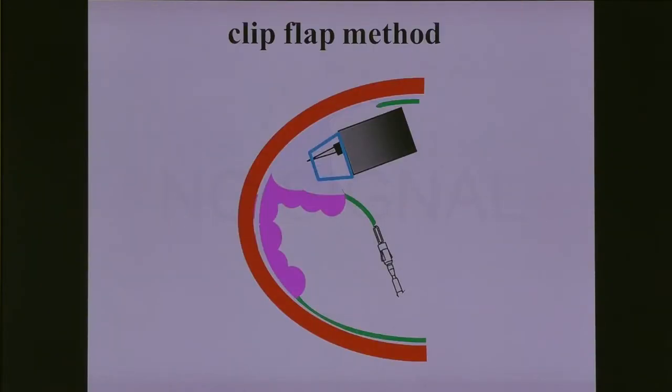The most simple way is the clip flap method. You put the clip at the end of the mucosa, and because of gravity, the clip will go down, and you can have a good view of the submucosal layer.